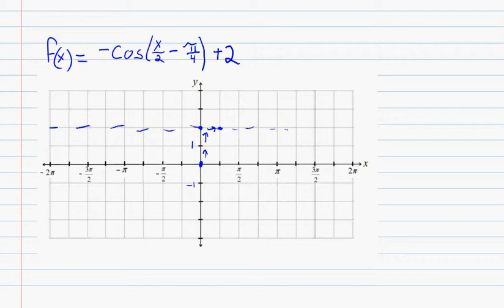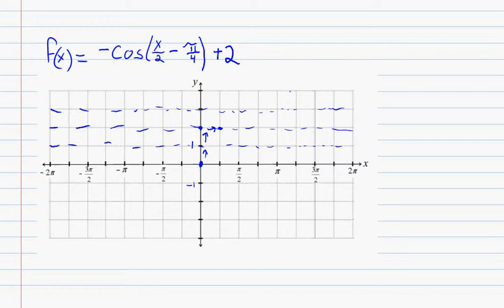And let's go ahead and just mark it out. And now I'm going to take a look, and what's my amplitude? Well, my amplitude, the number in front of here is -1. So 1's my amplitude, so I'm going to have to go down 1. And I'm also going to have to go up 1. All right. So now we have all of our lines laid out, and let's go ahead and do it.